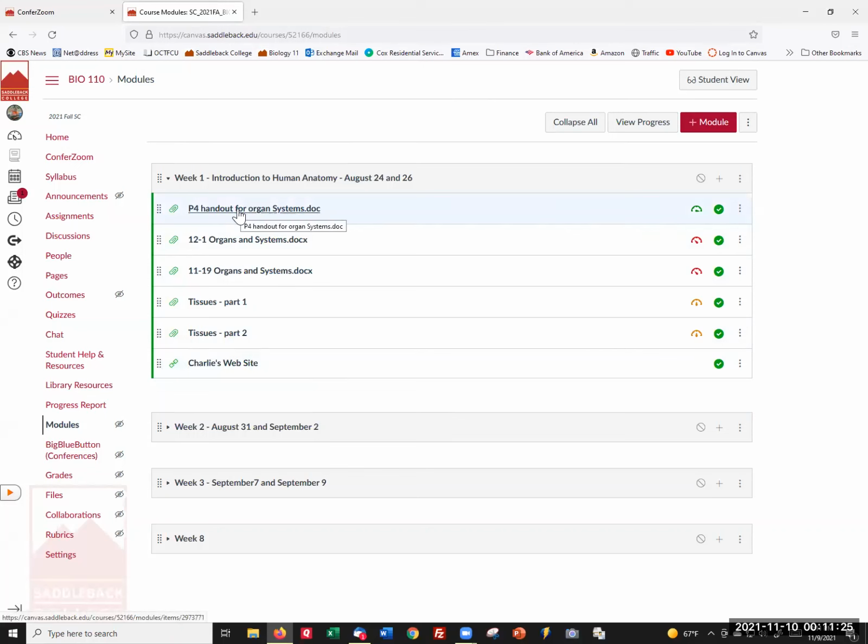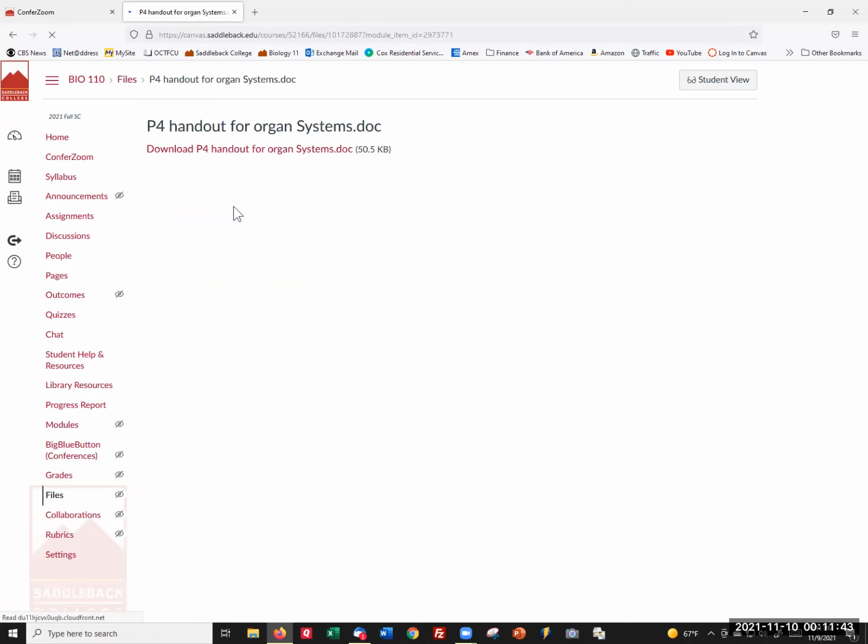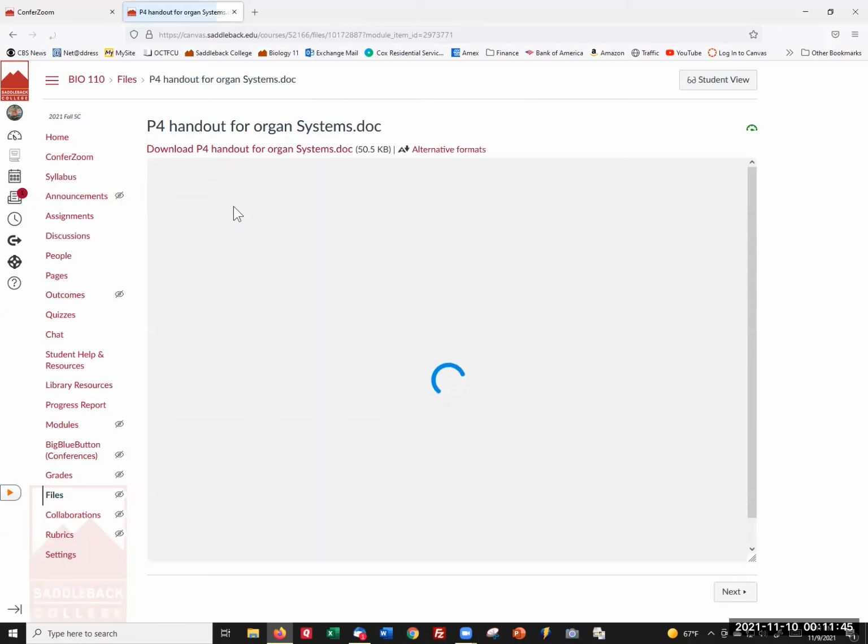Okay, first is going to be for practicum number 4. It's really a combination of things. It looks at the organ systems of the body, the functions of the various organs, and of course identification of the parts.